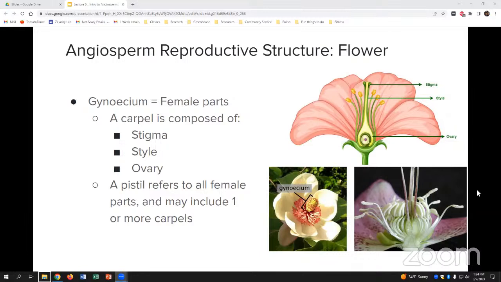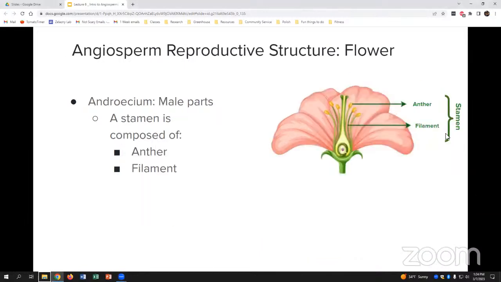Now we're going to add on our male parts, which is our androecium. The androecium is going to be composed of a stamen. So we're again going to have a stalk-like structure. These are going to be thinner. So here we have a stamen. There's a filament, just a little bit, leading into a cap, where we're going to see the pollen. That cap is called the anther.